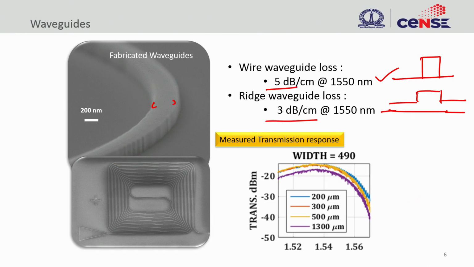Why is the loss reduced? Because you have lower thickness to the edge, so your roughness is also lower here. So, by using a ridge waveguide you can reduce your propagation loss.